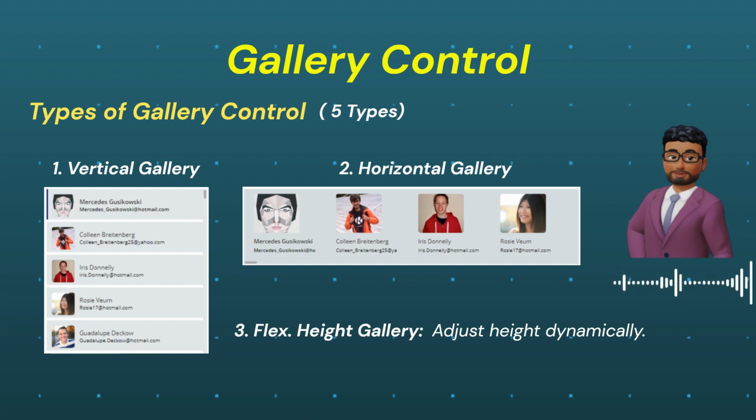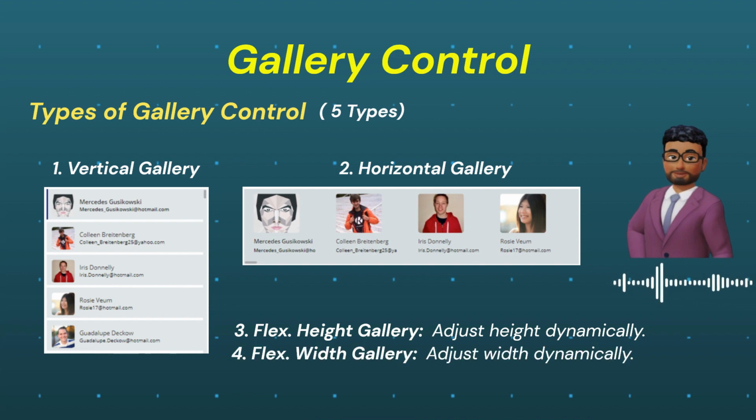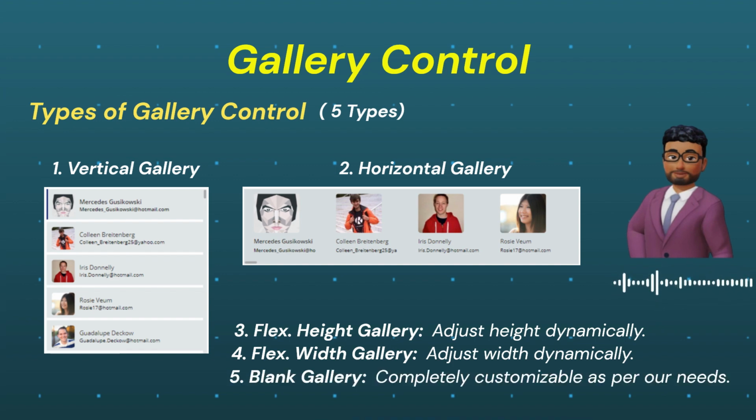Third comes the flexible height gallery. This type of gallery adjusts its height dynamically based on the content of each item. Fourth comes the flexible width gallery. Similar to the flexible height gallery, it adjusts its width automatically based on the content of each item. Finally, the blank gallery. We have full control over the content and layout of this type of gallery, allowing us to customize it according to specific requirements. Blank galleries are often used for creating custom layouts.